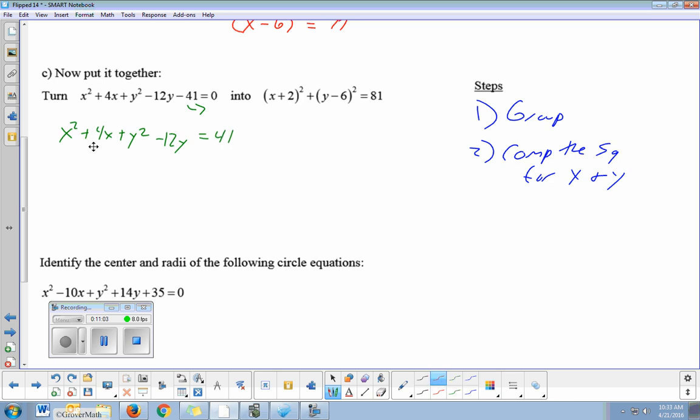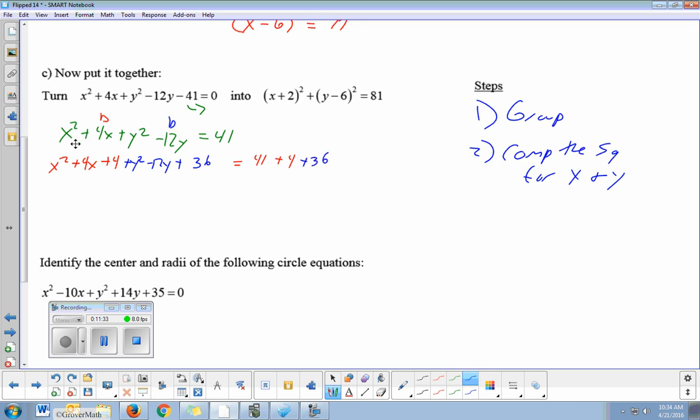Then complete the square for the x's. The b term for the x's is 4. So x squared plus 4x. Divided by 2 is 2, squared is 4. So I have to add 4 on both sides. And for the y's, I have plus y squared minus 12y plus, for the y's, the b is negative 12. That divided by 2 squared is 36. So I have to add 36 on both sides.